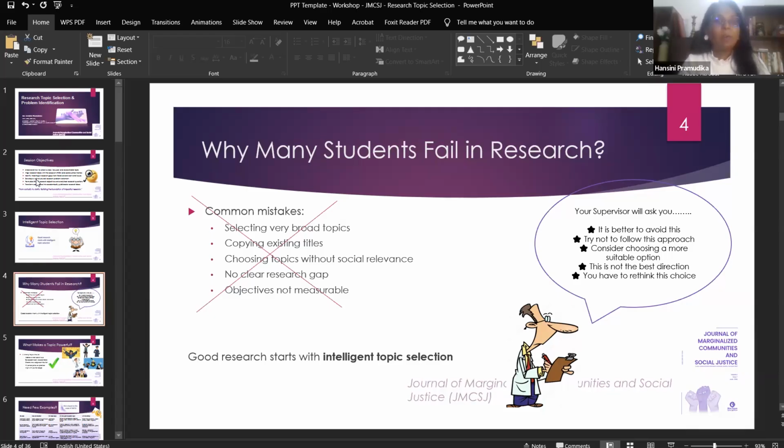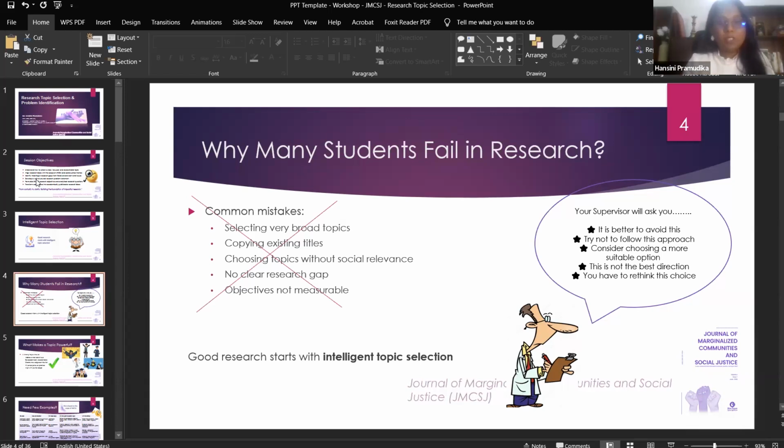Common mistakes, there are common mistakes you are making, right? Selecting very broad topics, it is not possible. Here on the right hand side, you can see your supervisor will ask you to do different things. It may be quite hurtful, but it is the nature of conducting research, right? You may get millions of comments on your research, but you have to face it, right? Copying existing titles, you can't do that. You have to come up with your own research title, so it should be your unique work, innovative, your own work, right?